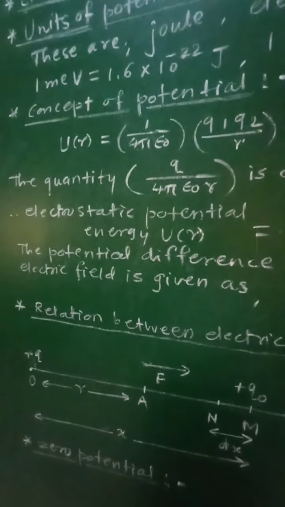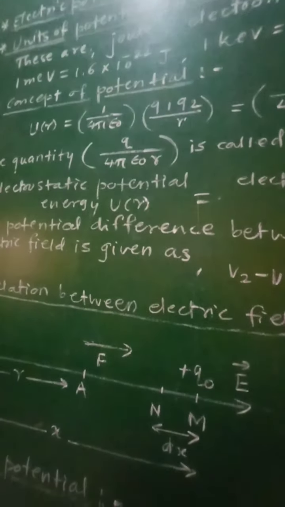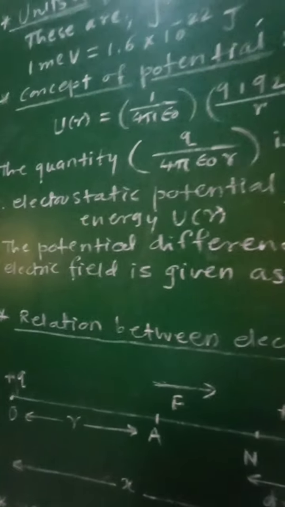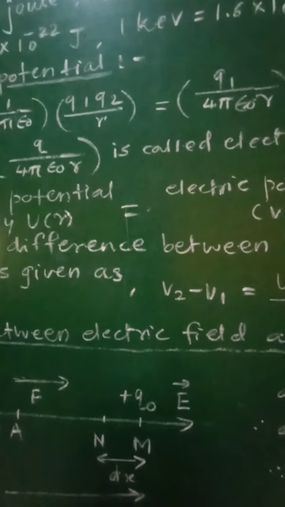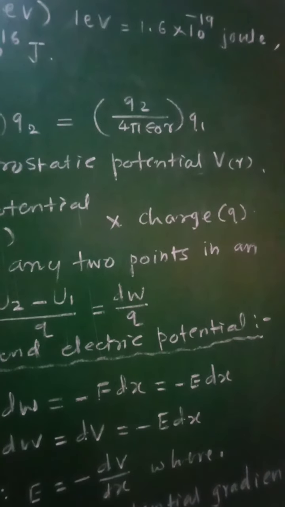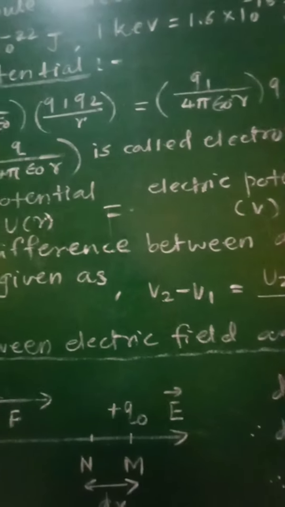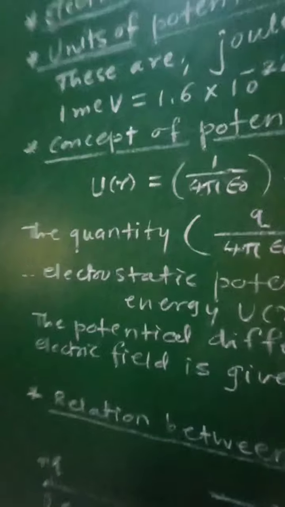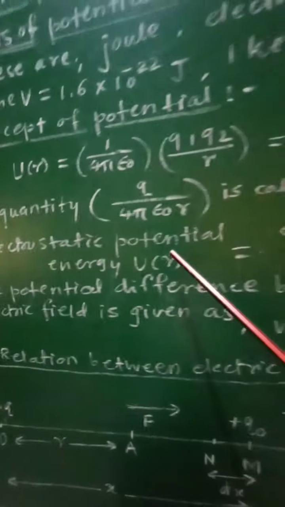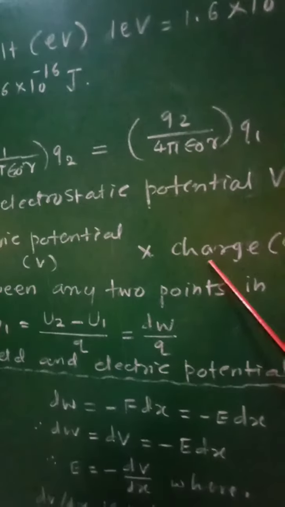Now in this case, the quantity q upon 4 pi epsilon 0 r, whether that q is q1 or q2, is simply taken as q, and therefore the quantity q upon 4 pi epsilon 0 r is called the electrostatic potential, denoted by phi(r). From this relation we can say that the electrostatic potential energy U(r) is equal to the electric potential phi into the charge q.